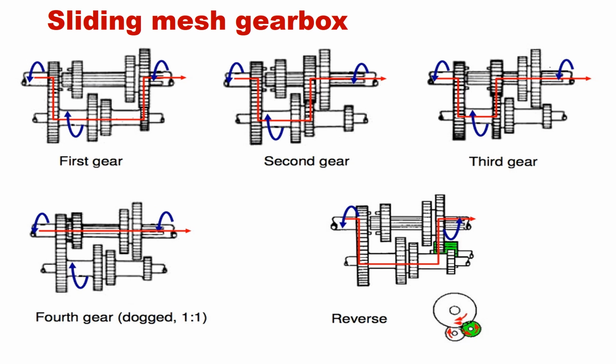In this gearbox, it is a 4 plus 1 gearbox: first gear, second gear, third gear and fourth gear. Fourth gear is the top gear. Then the fourth plus 1 is the reverse gear. The explanation is the same, with only an additional fourth gear added. The overall diagram is given in the slide.